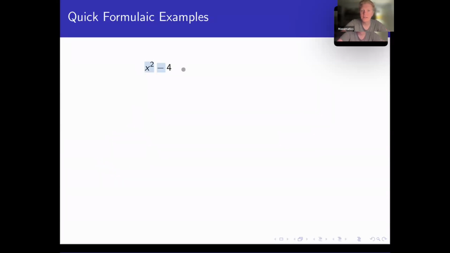x² - 4. Okay, well, x² - 4 is x² - 2². This is a difference of two things being squared. So the formula that we have for a² - b² is (a + b)(a - b). A + b, x + 2, times a - b, x - 2.